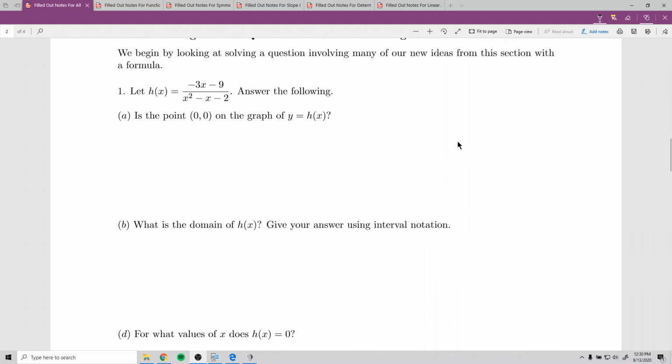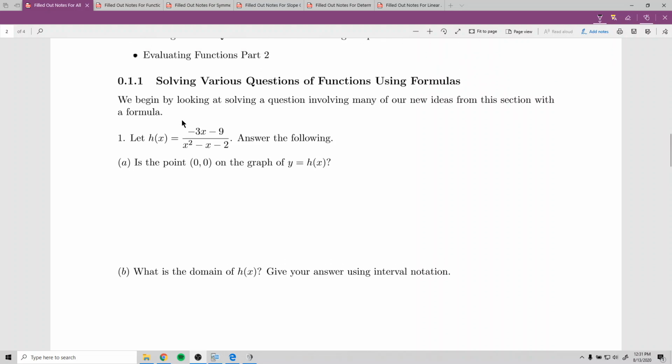All right, so we begin by looking at solving a question involving many of our new ideas from this section with a formula. We are given a function here, h of x equals negative 3x minus 9 over x squared minus x minus 2. We want to answer the following. The first one looks kind of like a weird question, asking, is the point 0, 0 on the graph of y equals h of x?